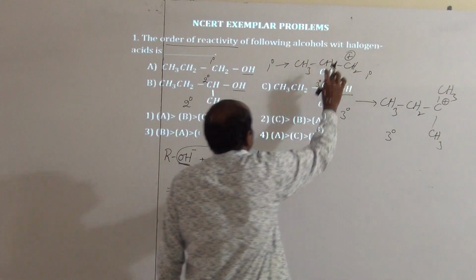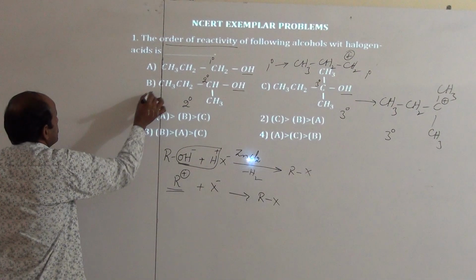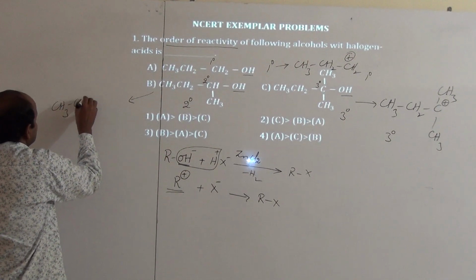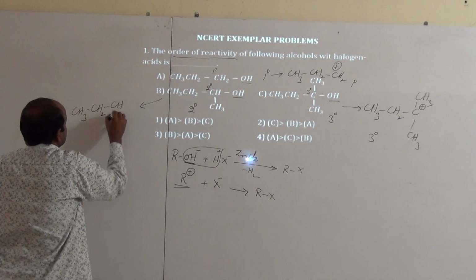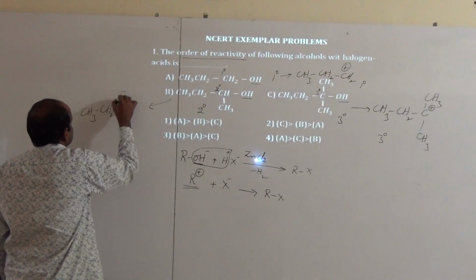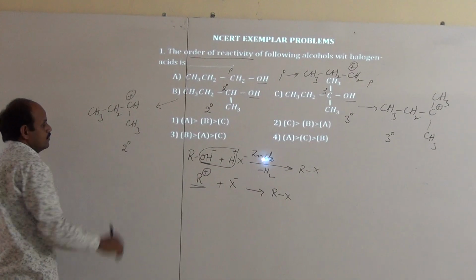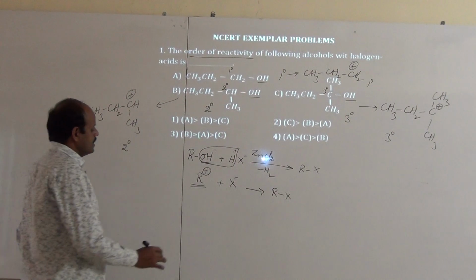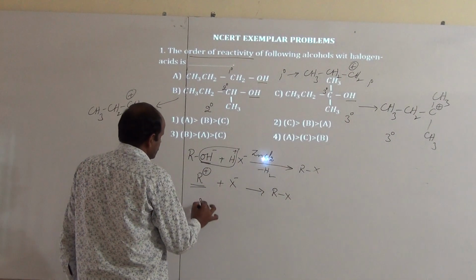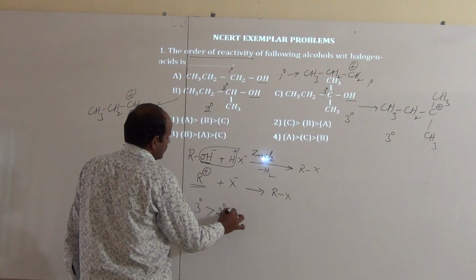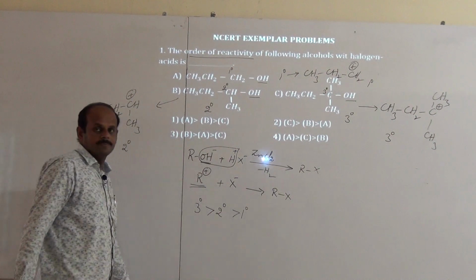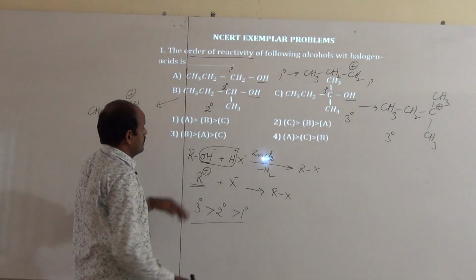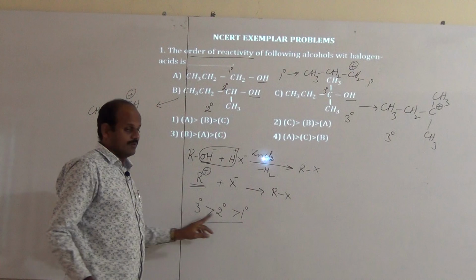It is the primary carbocation. What about the second option? After removal of OH minus, we get CH3 CH2 CH plus CH3. Then it is the secondary carbocation. Okay, three options are there. Now what is the carbocation stability order? Tertiary, next secondary, next primary. Thus we follow this order only. Thus the reactivity order of these alcohols also follows this one only.